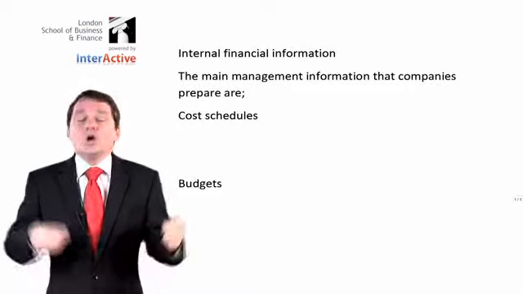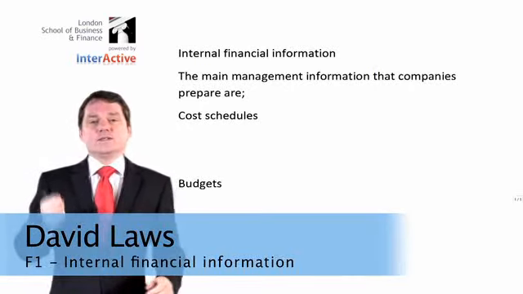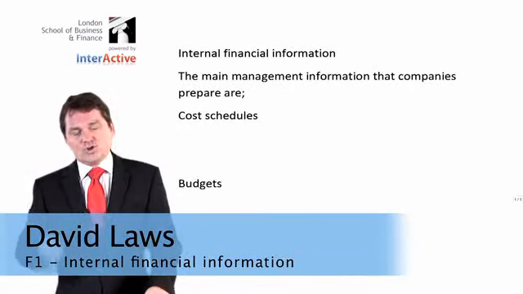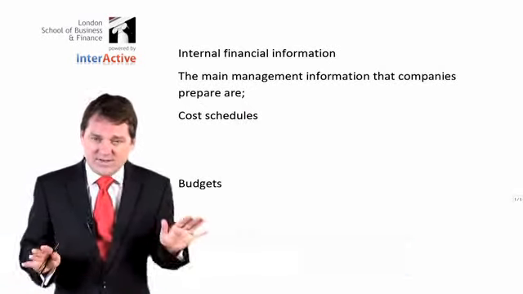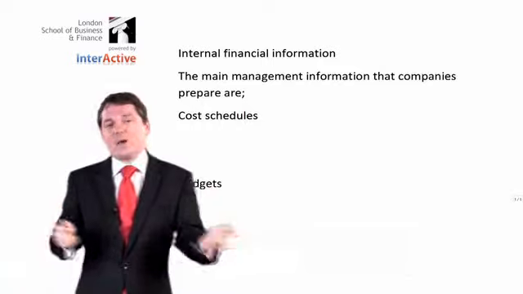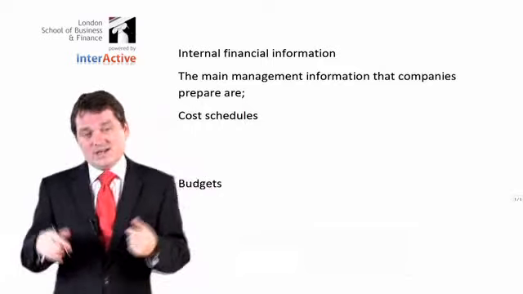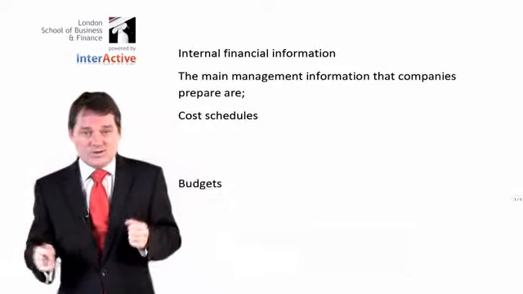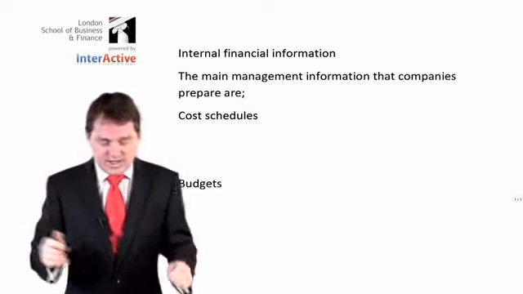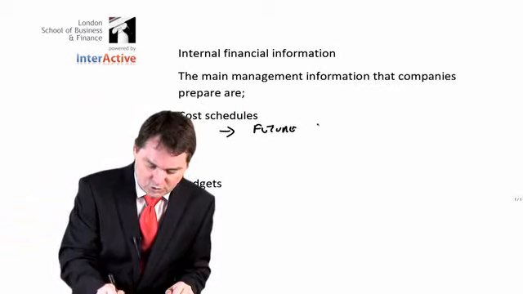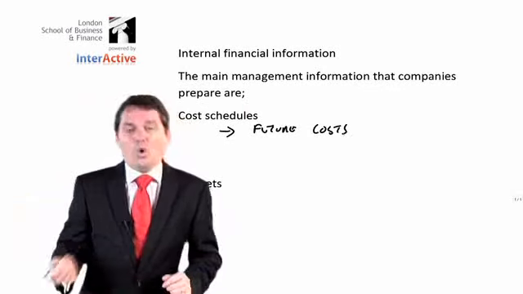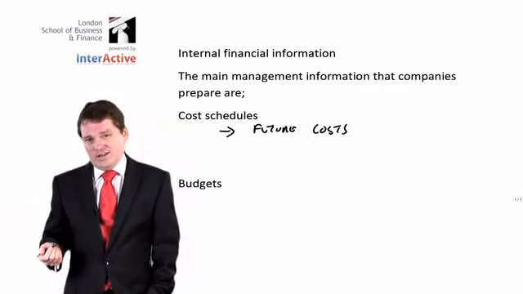In F2, you look at all the things that we provide as information to people inside the organisation. Now, don't worry if you haven't done F2 yet. This is simply saying, what's the point of all of these things? F2 will tell you how to do it in a lot more detail. So cost schedules are basically looking at future costs. What are we going to spend the money on?